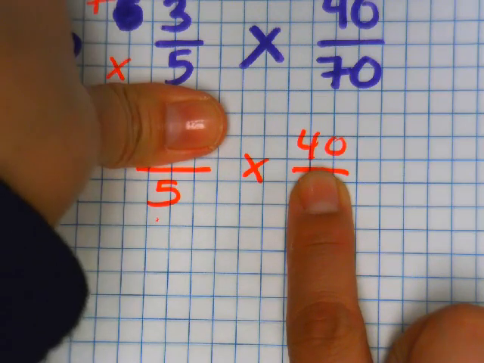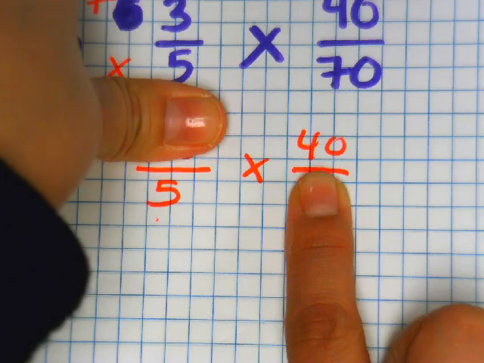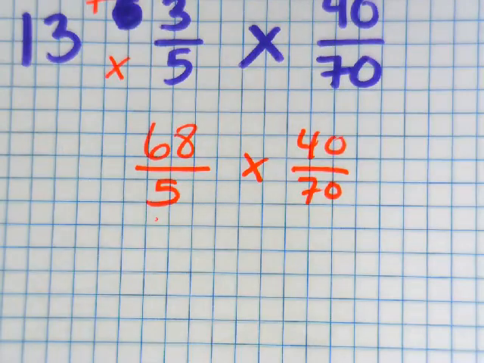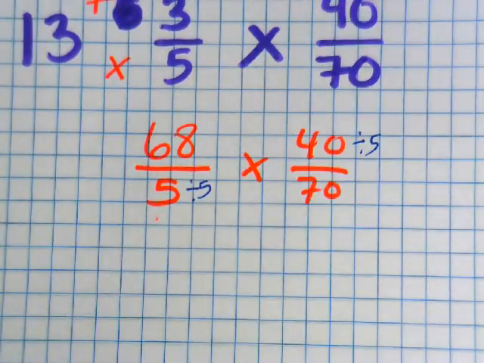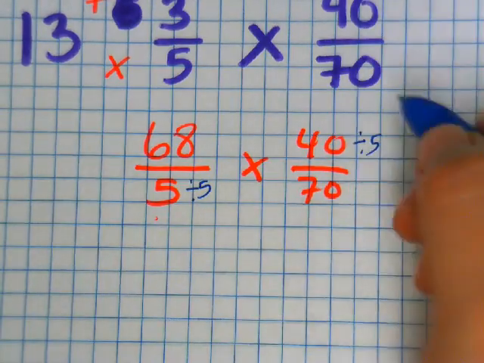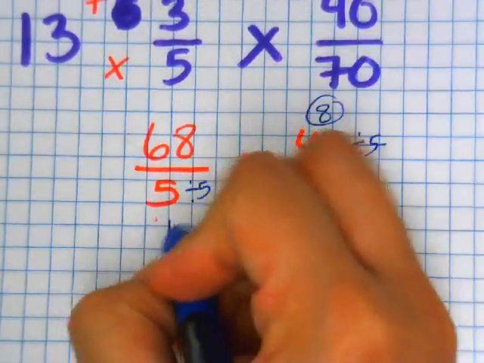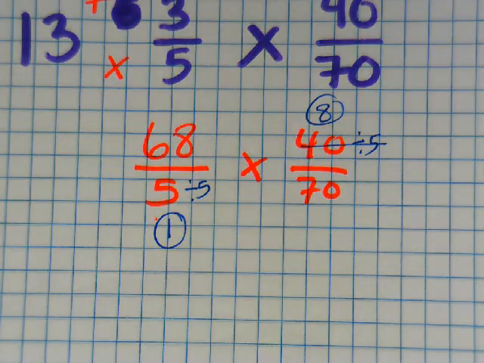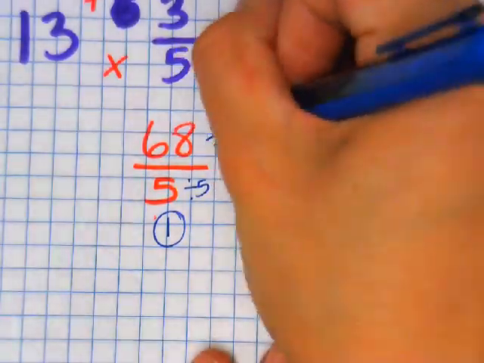You do it before I do it. Divide by 5. What's 40 divided by 5? 8. What's 5 divided by 5? 1. Now 68 and 70. What can I divide by? 2. Divide by 2.